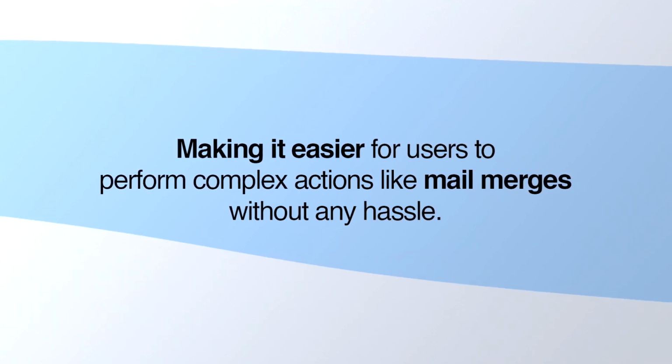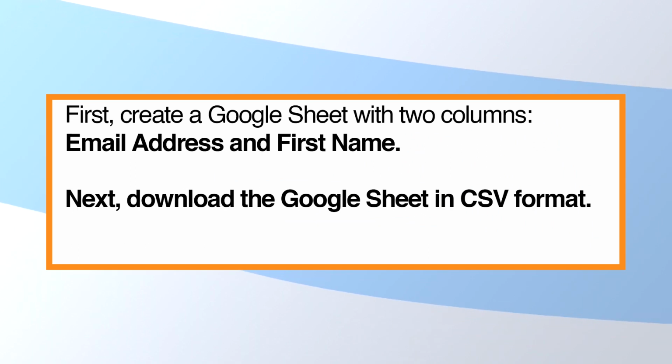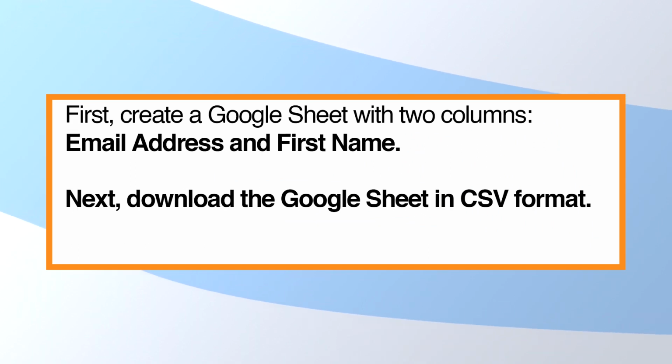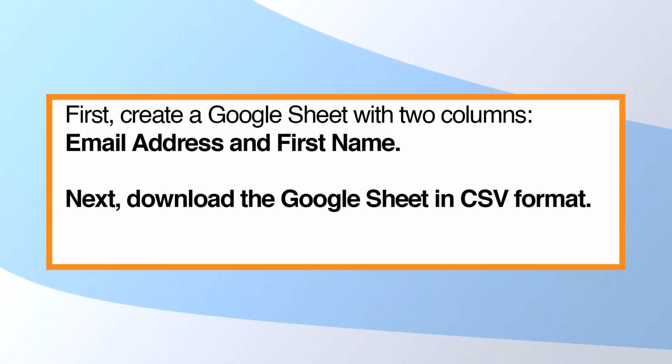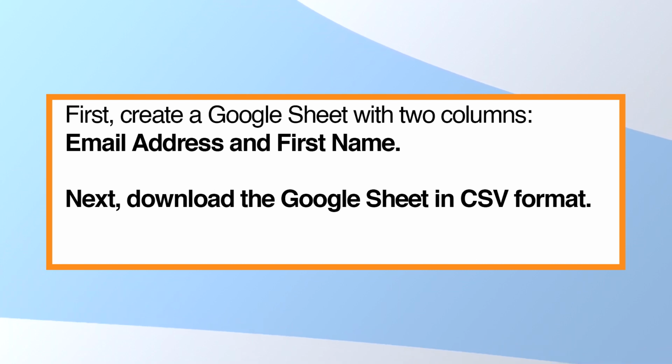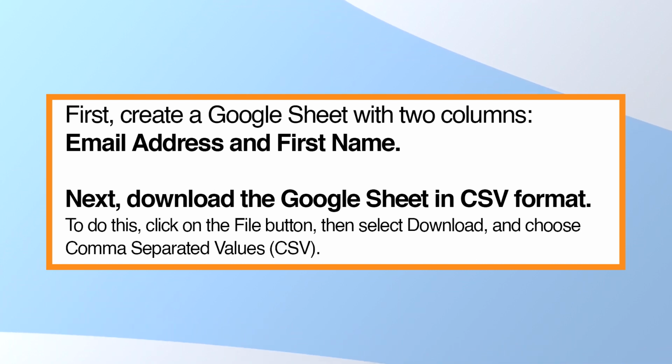without any hassle. Instructions. First, create a Google Sheet with 2 columns, email address and first name. Next, download the Google Sheet in CSV format. To do this, click on the File button, then select Download and choose comma-separated values.